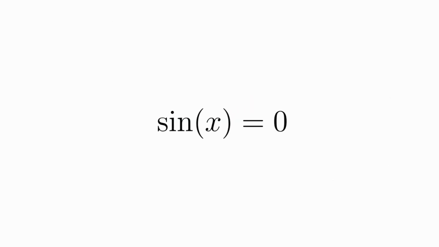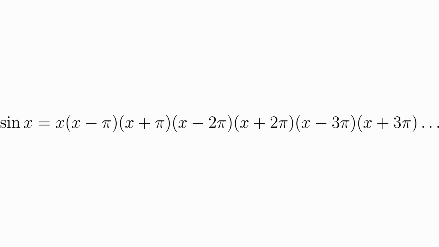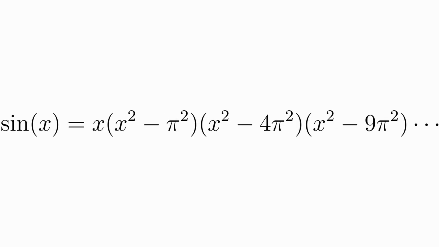Now let's bring in the big boy, sin x. Where does it become 0? x equals 0, plus or minus pi, plus or minus 2 pi, and yeah, multiples of pi. So we try this monster: x times (x minus pi) times (x plus pi) times (x minus 2 pi) times (x plus 2 pi). We can rewrite this as x times (x squared minus pi squared) times (x squared minus 4 pi squared) times (x squared minus 9 pi squared) and so on.